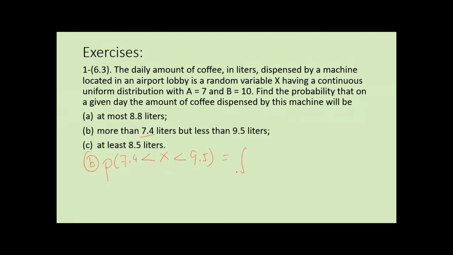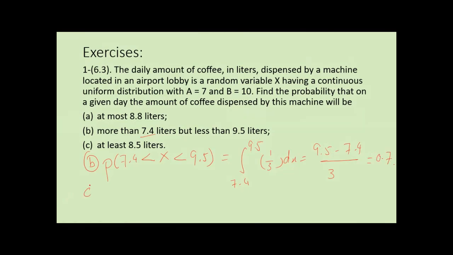Obviously integrate from 7.4 to 9.5. The function f of x is 1 over 3 dx. And what you get here is 9.5 minus 7.4 over 3. That's it. It will be 0.7. Use a calculator, you will get 0.7.